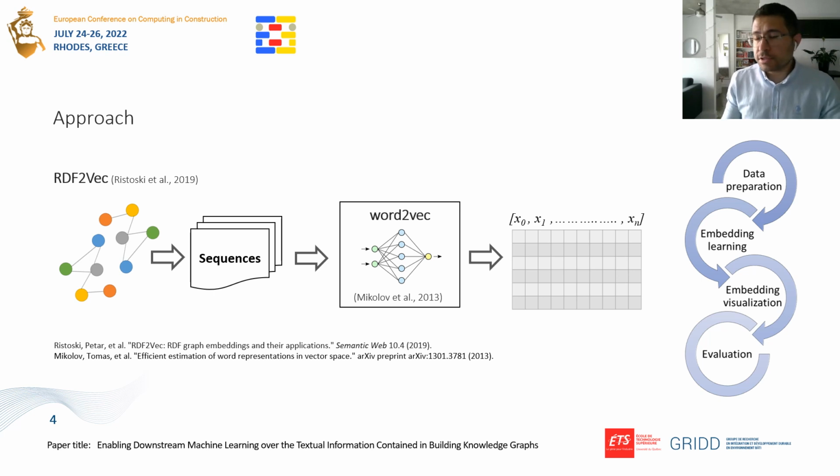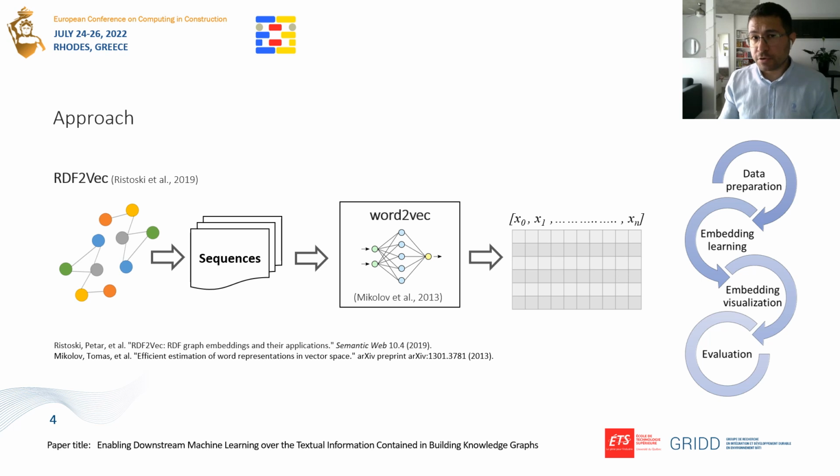So to put it into simple words, a knowledge graph embedding technique takes all the nodes and relationships of a graph as the input and gives us back unique numerical vectors for each graph element as the output of the algorithm. For our current study, we investigated the effectiveness of one of the state-of-the-art knowledge graph embedding algorithms called RDF2Vec.